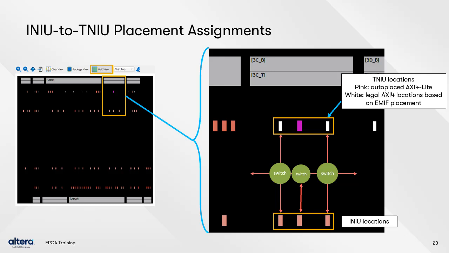Continuing the example from the previous slide, on the target side of the NoC, the pink TNIU is the auto-placed AXI4-Lite target for the EMIF. Recall that the AXI4-Lite target is accessed through the PLL SSM NoC segment. The NoC network for AXI4-Lite is not shown here. The white TNIUs are legal locations for the target connection to the EMIF. The EMIF target interface is placed on a TNIU just like any other design element. INIUs on the fabric side of the NoC can be placed as well.